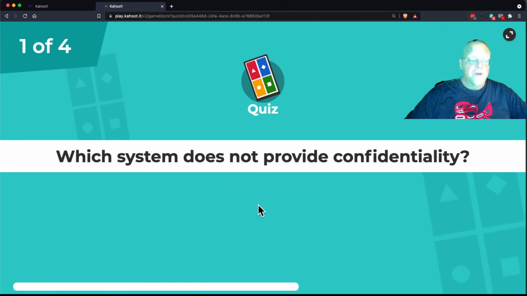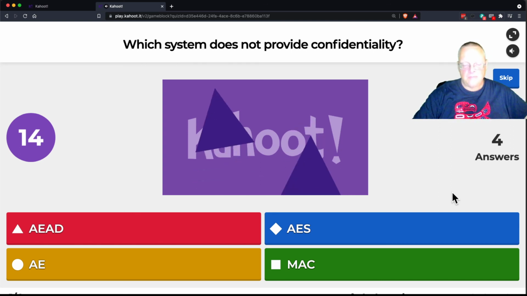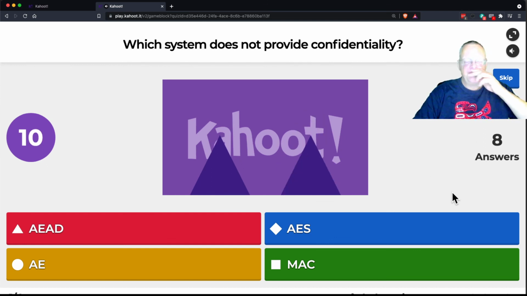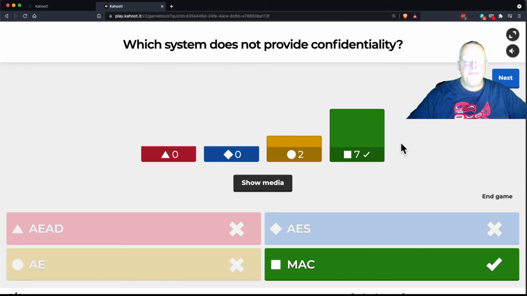All right, so what system does not provide confidentiality? All right, that's the Mac. That's just a tag added to a message to verify it, but it does not encrypt it.